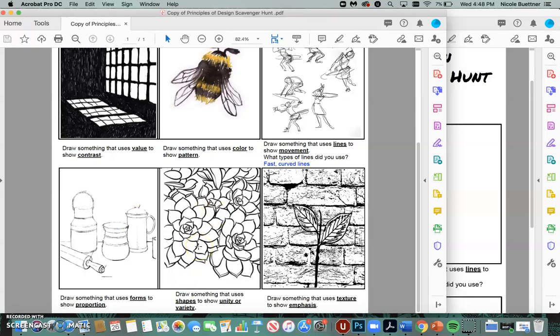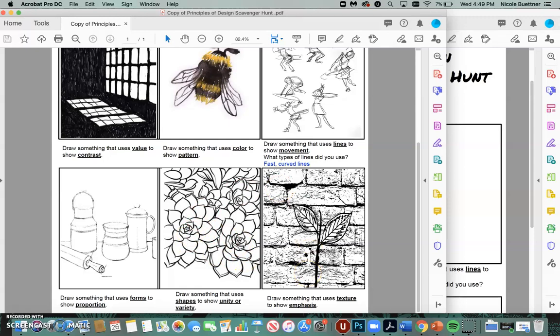All right, next, draw something that uses shapes to show unity or variety. You get to choose unity or variety. Remember, unity is when things are the same together. Variety is when you have a lot of different things in the picture. So I was looking around my house and I found some interesting shapes in these flowers. There were many flowers that were the same in the same flower pot. So I'm showing unity, the same shapes repeated over and over in the picture with the flowers.